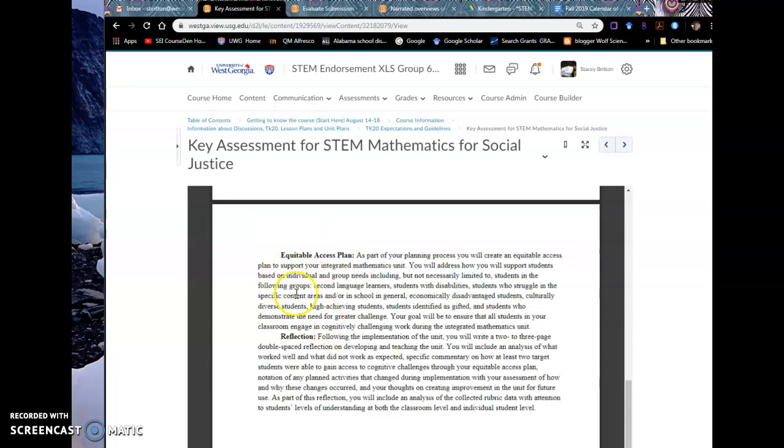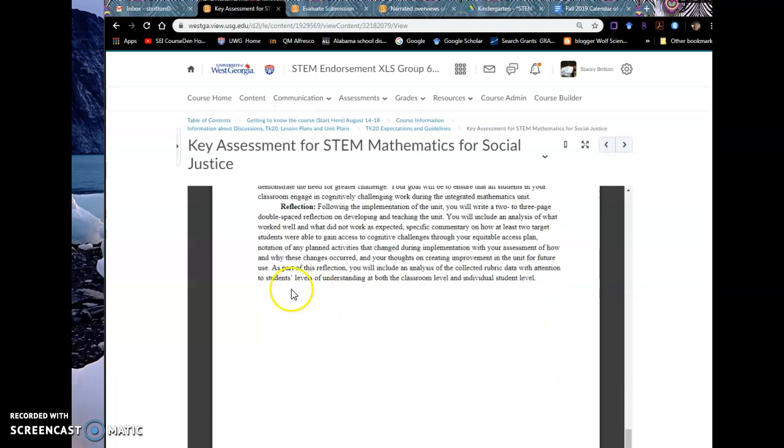What is new for this one is the equitable access plan. This is going to be addressed in learning activity number 9, I believe, with a lot more detail. This is a piece you don't need to worry about yet. Then we go into the reflection, which you already have completed. And similar to the other one, I think that's pretty straightforward for you.